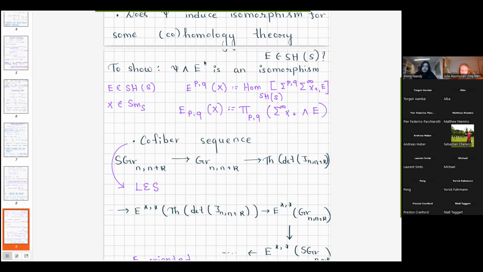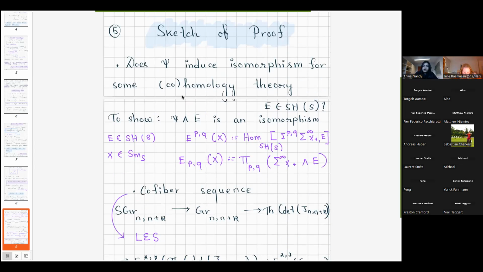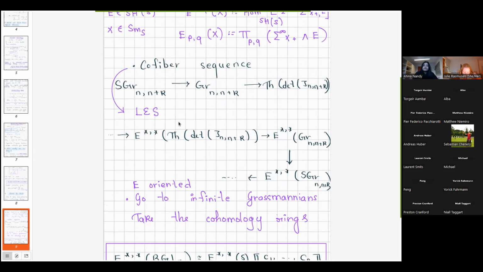And if we want to show that this, smashed with E, is an isomorphism, it's just because of how homology is defined and the fact that these groups detect weak equivalence in this category. We have to show that this map induces an isomorphism in E homology. So why do we do that? Because once we choose something for E homology or cohomology, we have nice computational tools.